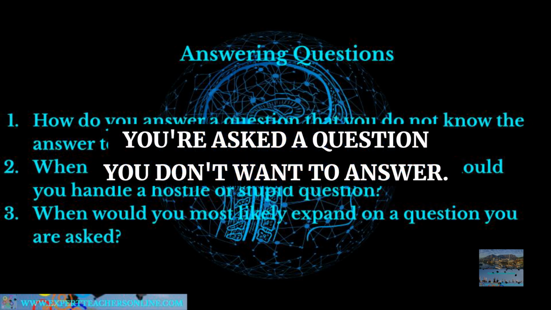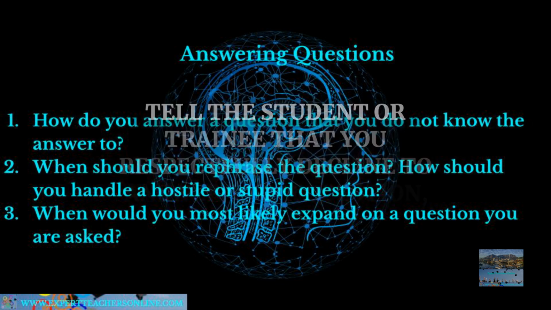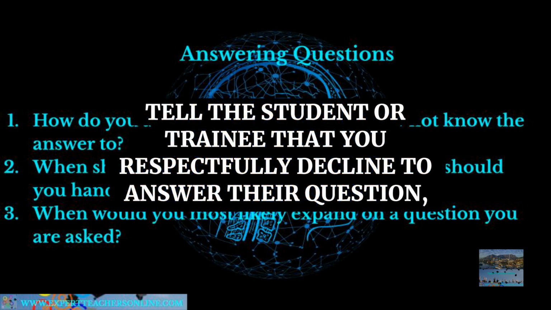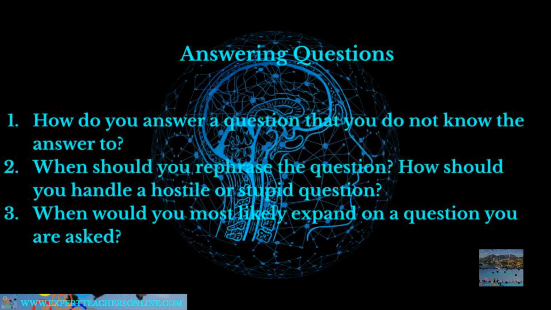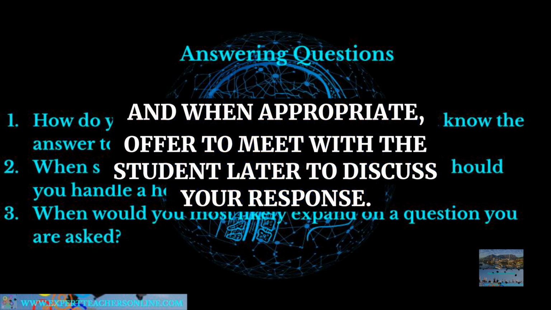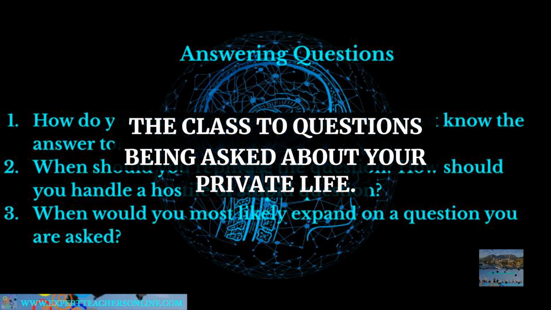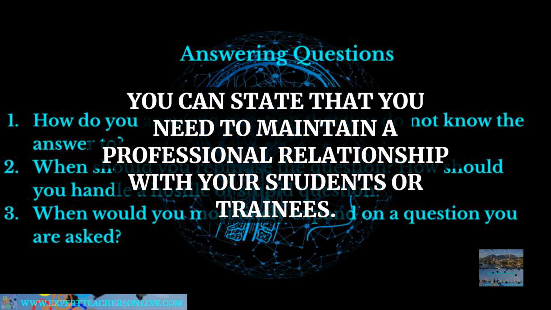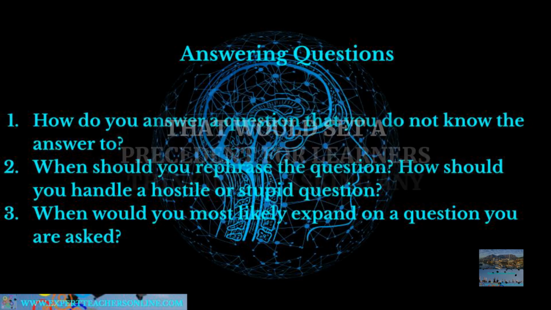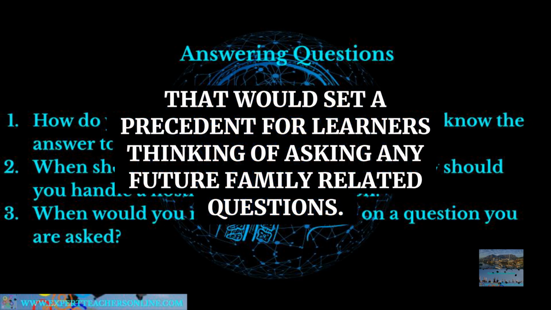You're asked a question you don't want to answer. Tell the student or trainee that you respectfully decline to answer their question, and when appropriate, offer to meet with the student later to discuss your response. Sometimes you might give a reason in front of the class to questions being asked about your private life. You can state that you need to maintain a professional relationship with your students or trainees. That would set a precedent for learners thinking of asking any future family-related questions.